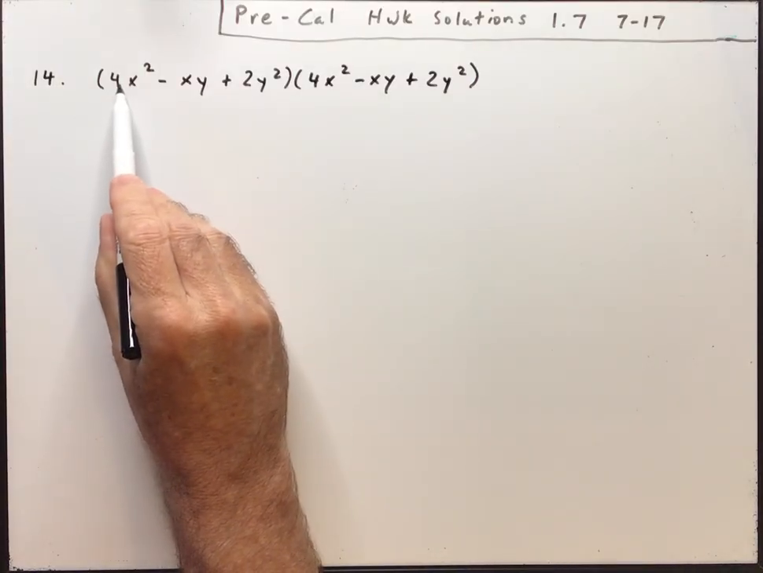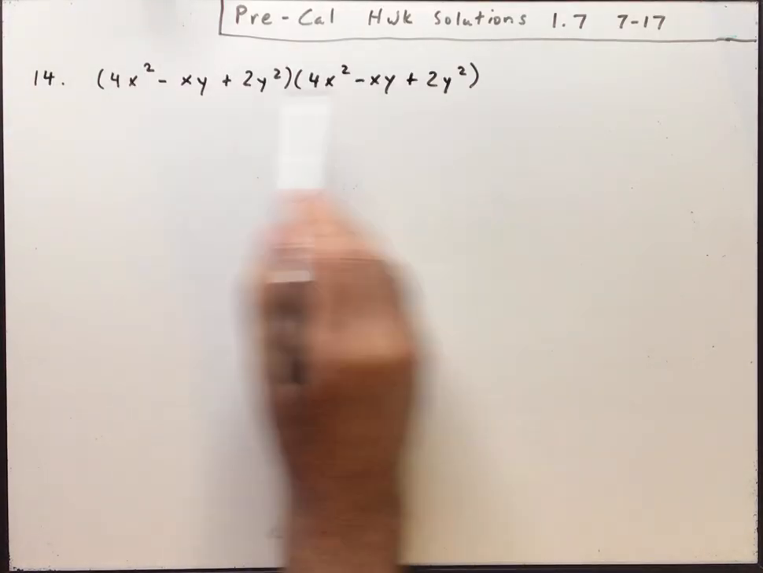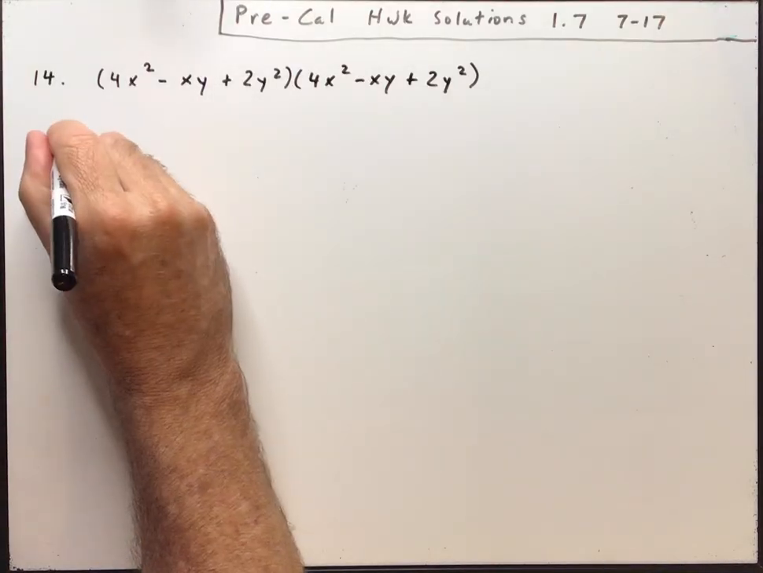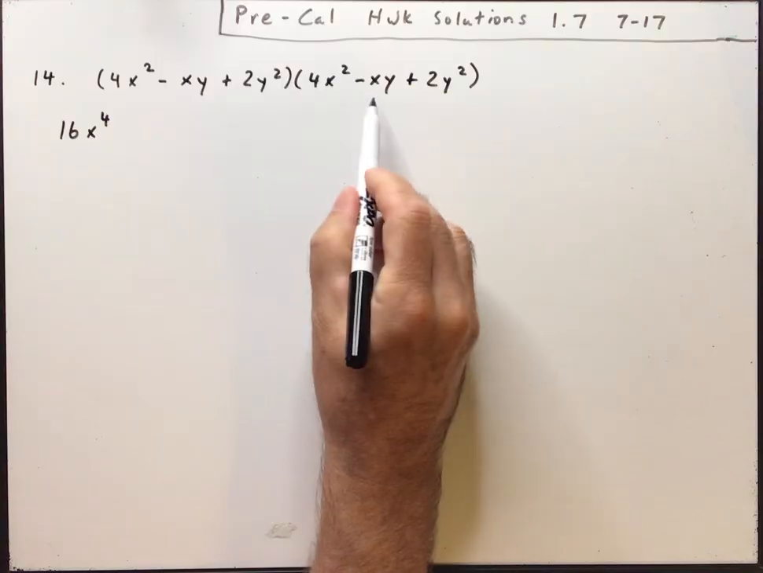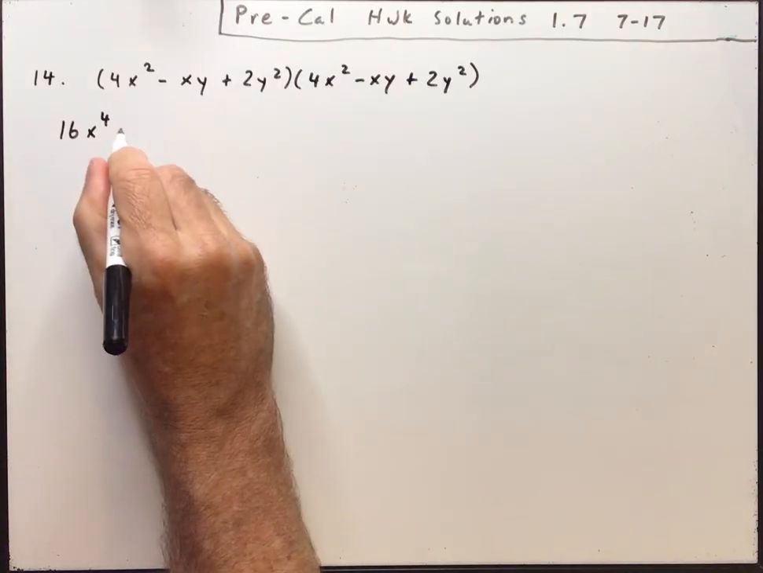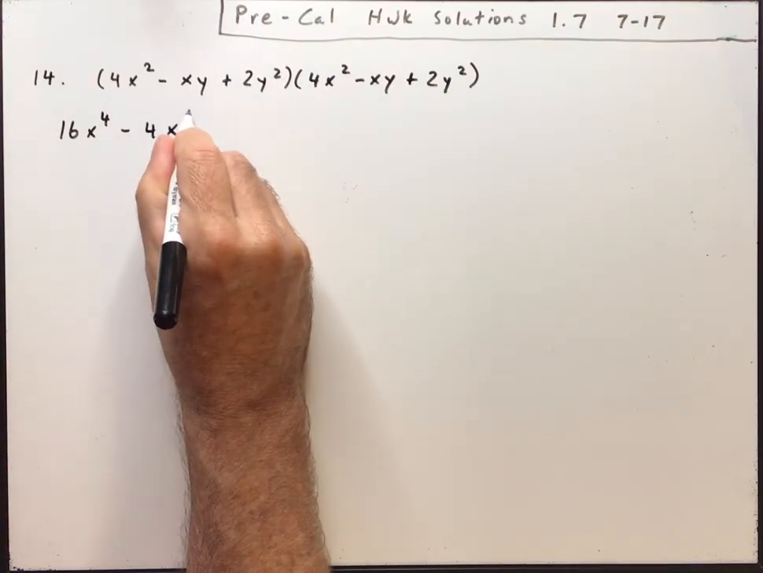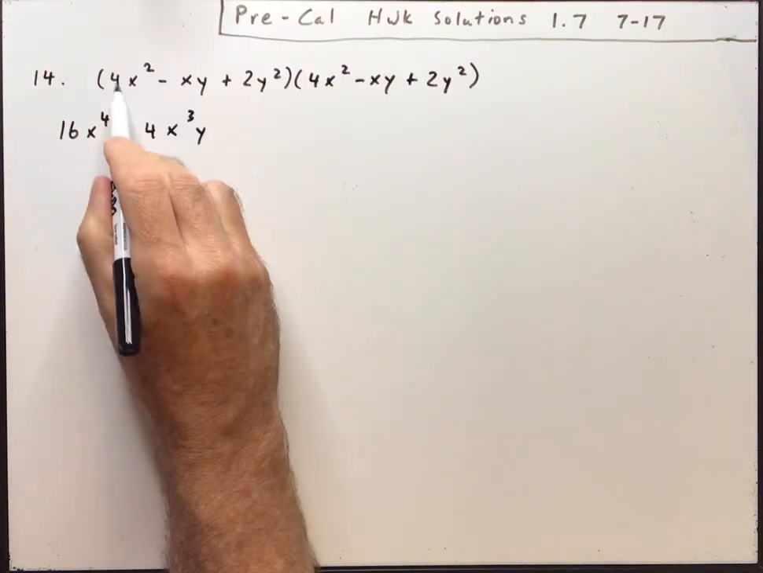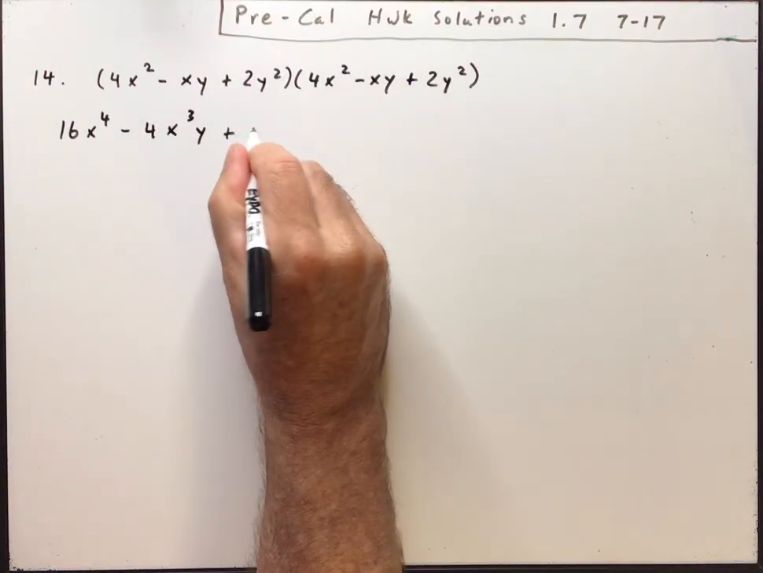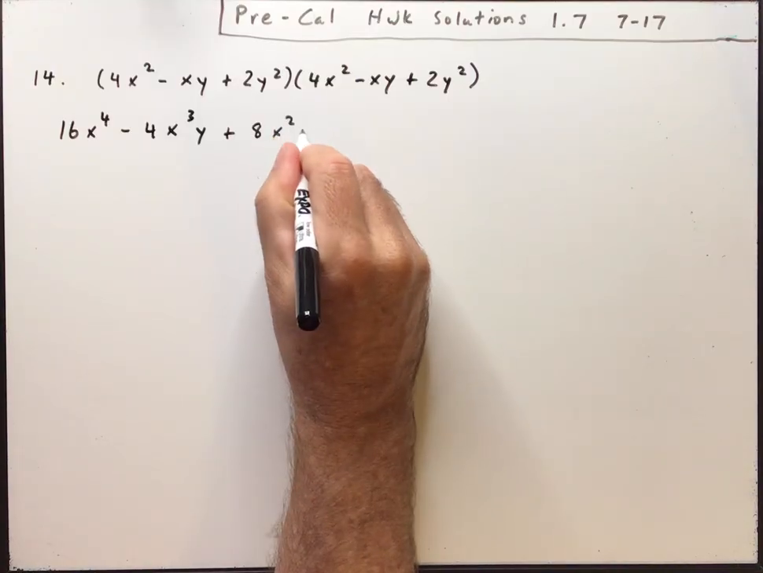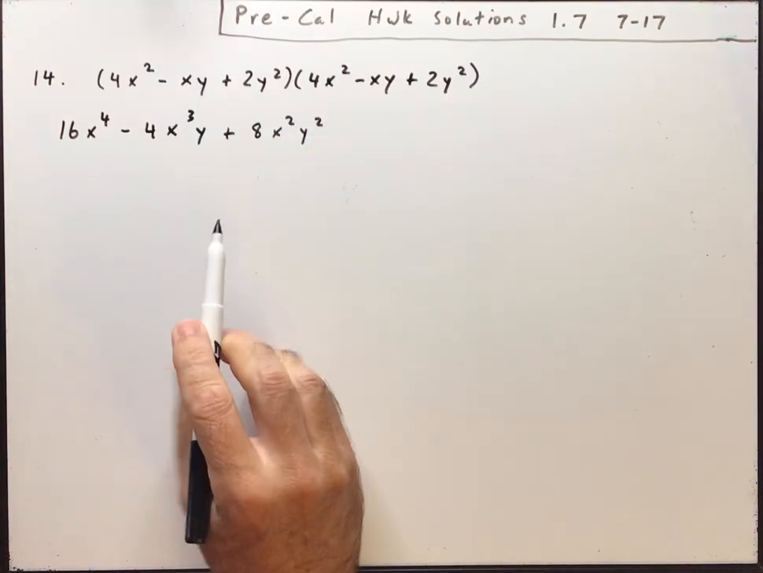So let's do 4x squared times this trinomial. So 4x squared times 4x squared would be 16x to the 4th. 4x squared times negative xy would be minus 4x cubed y. 4x squared times 2y squared would be plus 8x squared y squared. All right, we're a third done.